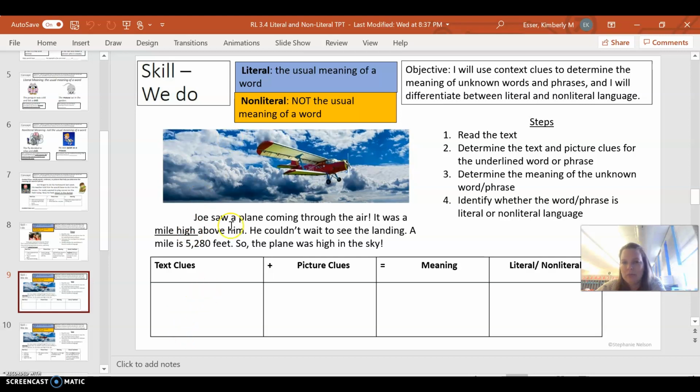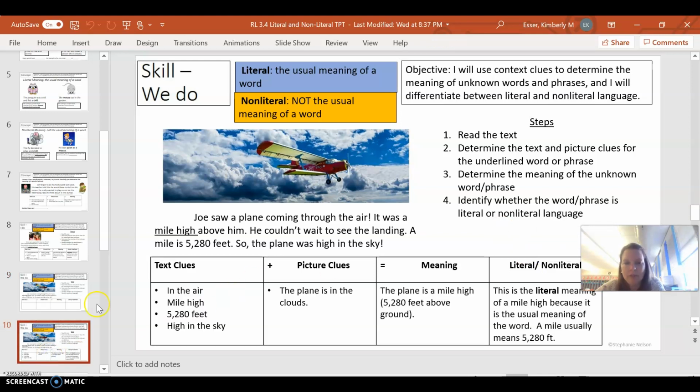So let's look at some text clues. He saw a plane coming in the air. He couldn't wait to see it land, and then it gave us how much a mile is. The plane was high in the sky. You can also see the picture clue here. It looks like it's flying in the clouds. So I think a mile high just means it was really high. It could have been a mile in the sky. So I think this would be literal. I think the plane was literally a mile high in the sky. If we look here, it tells us this is a literal meaning of a mile high because it is the usual meaning of the word. A mile usually means 5,280 feet.